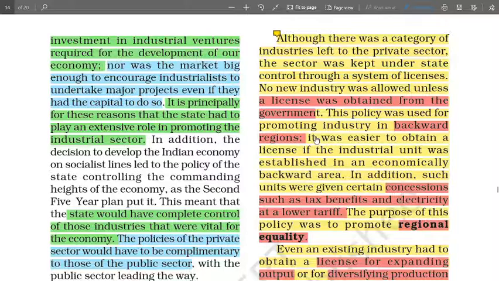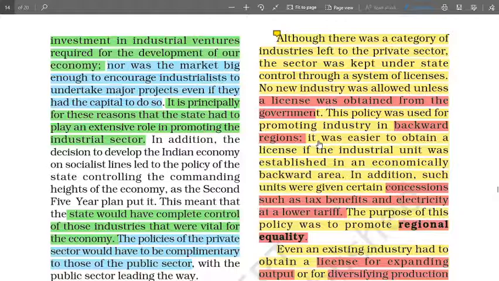That means if you are the industrialist, you have the capital, you want to set up industries, you have to wait for permission. But if you were to set up in rural areas, you'll get permission easier and quicker than if you were to set up in urban areas. So that is the first intention why government regulated and controlled the private sector: to encourage them to set up industries in backward areas.